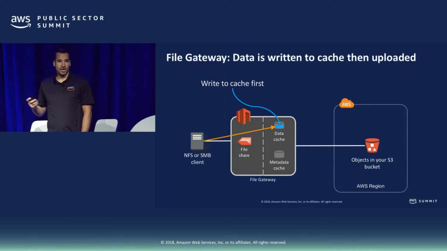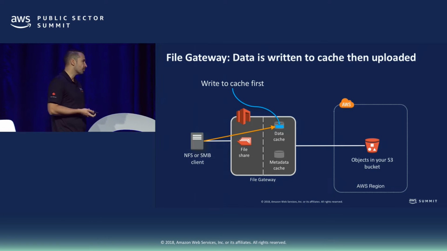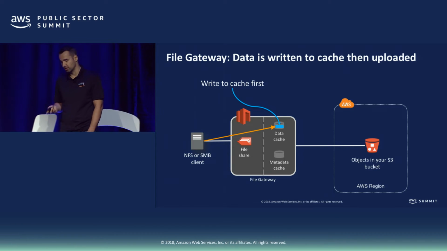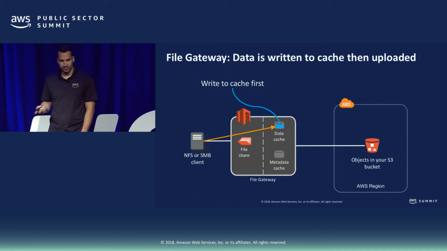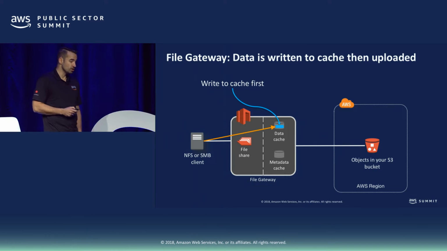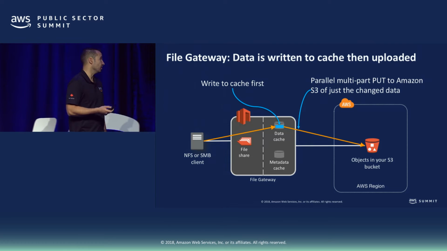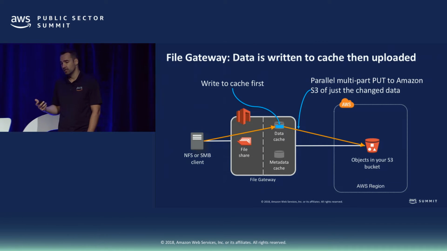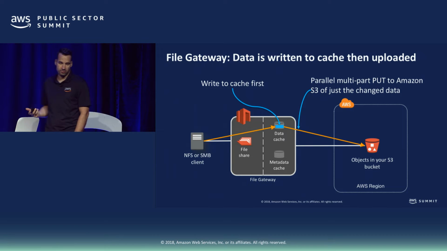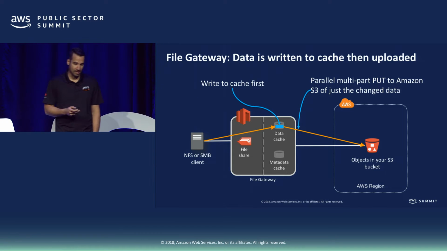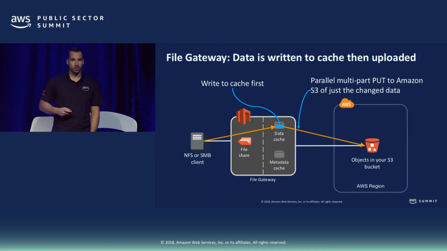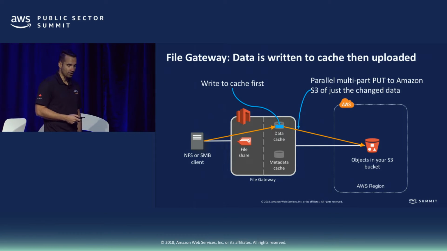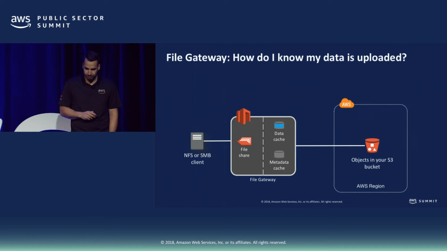OK, that's reading. How do I write to it? So 100% of writes are written to cache. They're done synchronously, so basically, the moment you write a file to the cache, it's acknowledged. And then it's uploaded asynchronously, through a multi-part put, which just means it's increasing the performance, to the S3 bucket, into the cloud. So your application will not notice the latency of the cloud if this is how you're leveraging it.